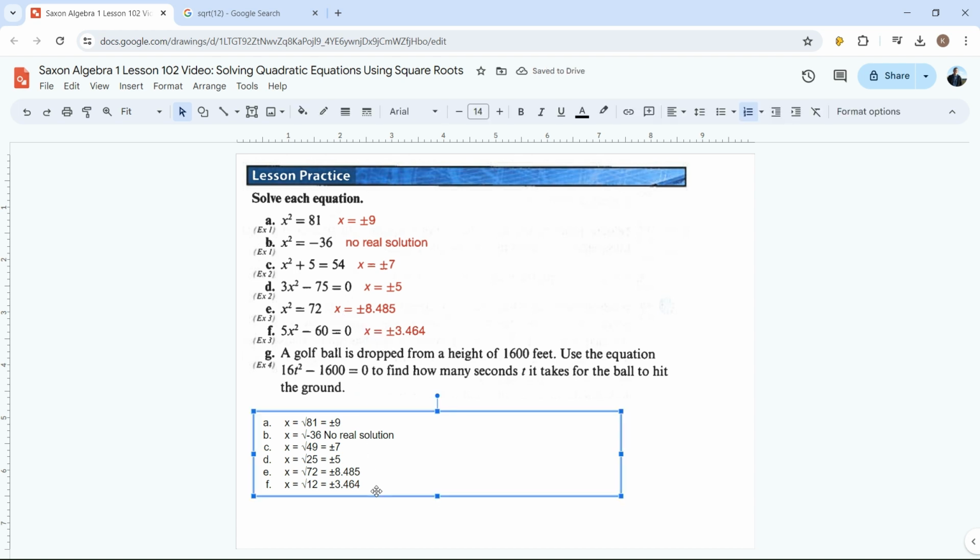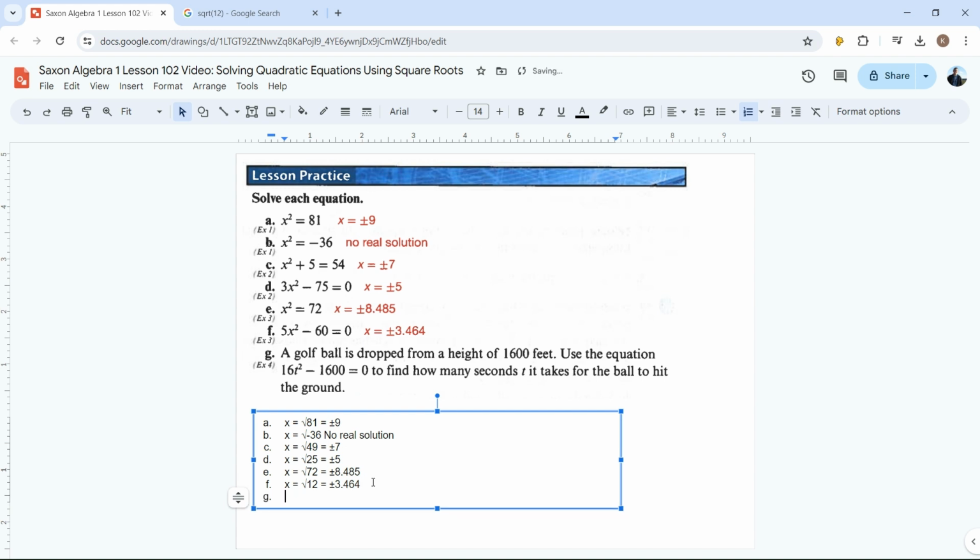And then lastly, a golf ball is dropped to the ground, dropped from a height of 1,600 feet. Use the equation 16t squared minus 1,600 equals 0 to find how many seconds it takes for the ball to hit the ground. All right, so here's what we're going to do. We need to divide both sides of this by 16. That gives me t squared. Oh, what am I saying?